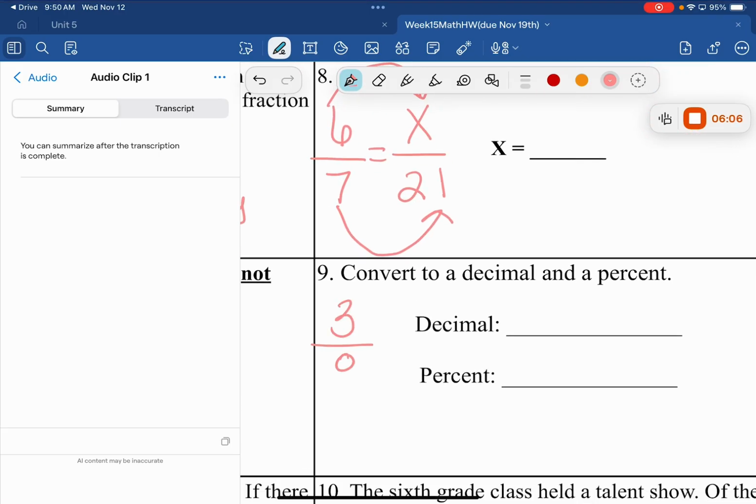Convert to a decimal and a percent. So to convert to a decimal, you would do top in, bottom out, and divide. Or you could look at the benchmark fraction wall. And then once you figure out your decimal for a percent, you just take your decimal and you move it 2 places to the right and add the percent sign.